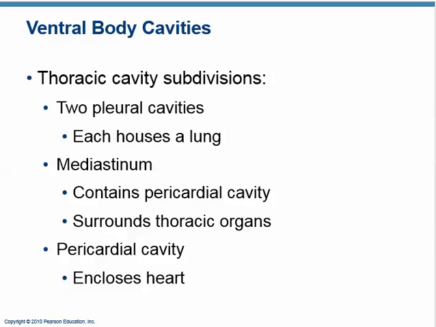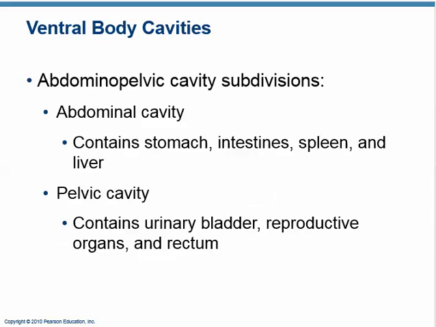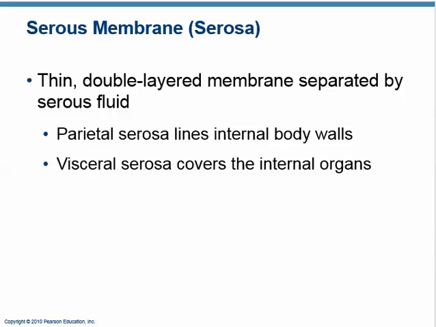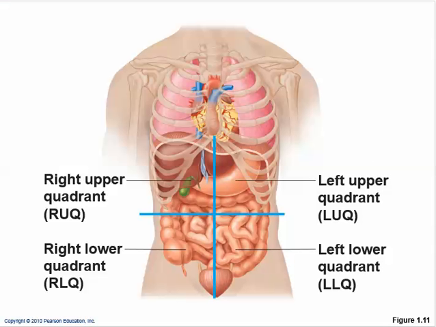Within the cavities there are subdivisions. So pleural cavities house the lungs, the mediastinum houses the heart, and other structures, like the esophagus and that kind of thing. The pericardial cavity is a subdivision of the mediastinum. There's the abdominal cavity, there's the pelvic cavity, and if you look at this picture, you'll see again the subdivisions of that. I will talk about membranes at a later date. What I want to jump down to is this.